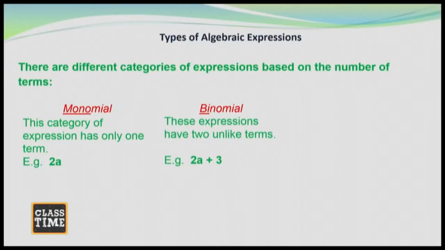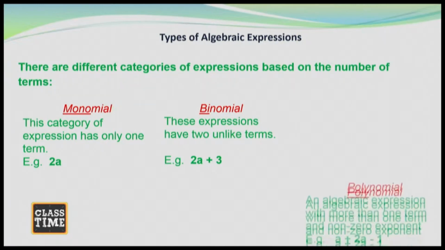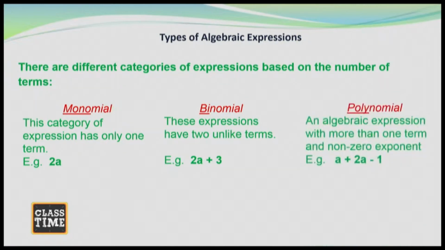The binomials. Bi means two, as in bicycle. Very good. Expressions that have two unlike terms. Yes, thank you. As in the example, we have 2a added to 3. I get you. And I remember the third one you mentioned was polynomial. The polynomial is an algebraic expression with more than one term and a non-zero exponent. In our example, we have 3 terms: a, 2a, and -1.